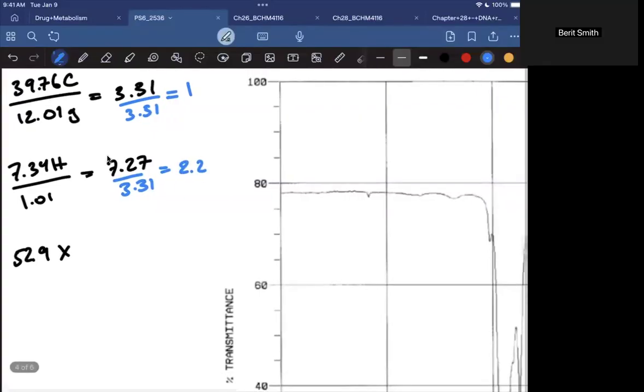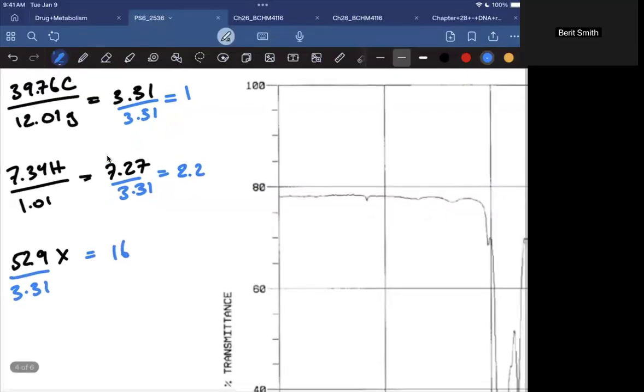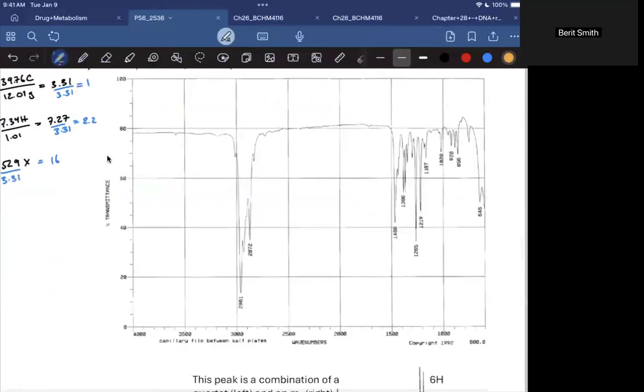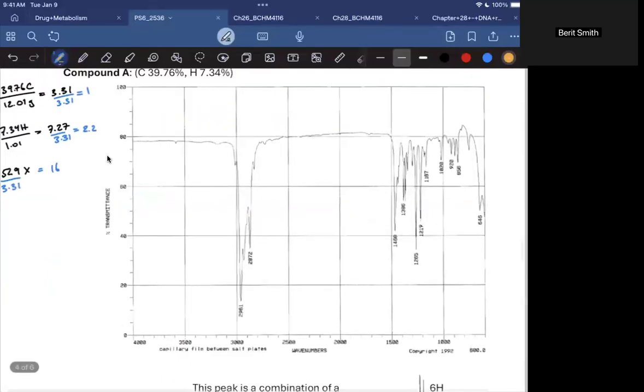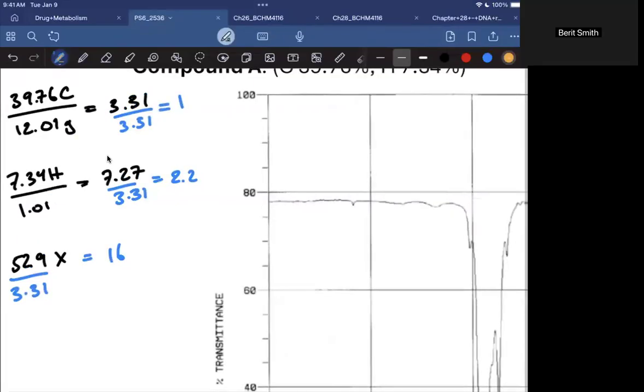And then this is 16. So you might see this and think, oh, 16, that's going to be an oxygen. But if you look at the IR, you can see there's no oxygen present in this spectrum here. And you can also see the hydrogen is a 2.2, which you don't want a decimal like that because you can't have 2.2 hydrogens in your molecule.